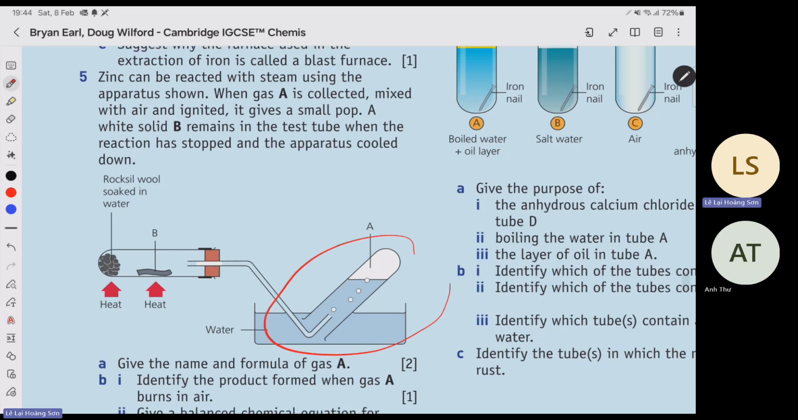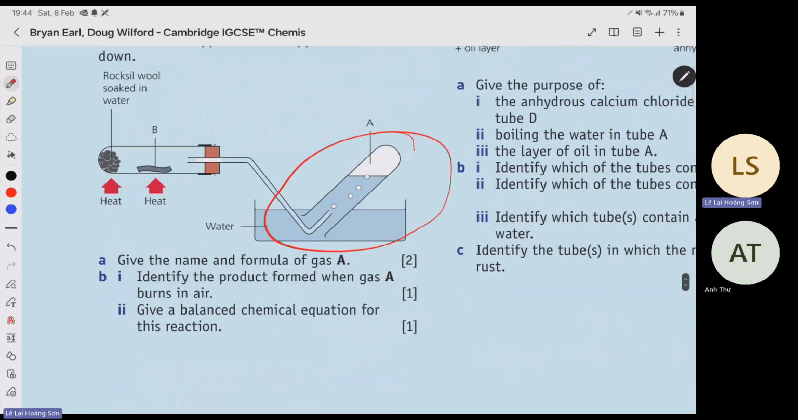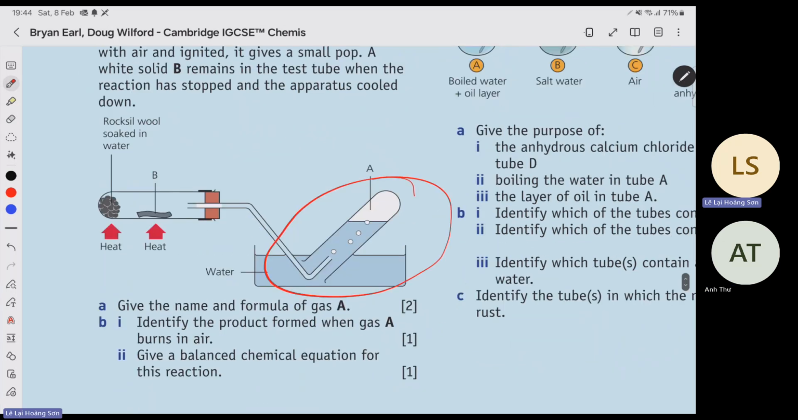You collect the gas. So this method is used to collect what kind of gas? When you have the test tube that is submerged in water, and then you turn it upside down like that, the gas that is formed will replace the water in the test tube. What is the gas that we will be able to collect here? It is not soluble in water. That's it. Okay, the gas that is not soluble in water.